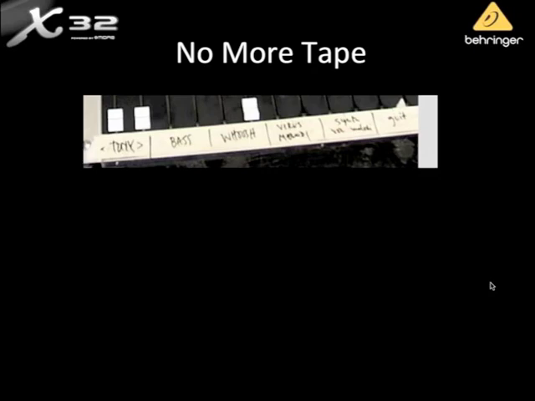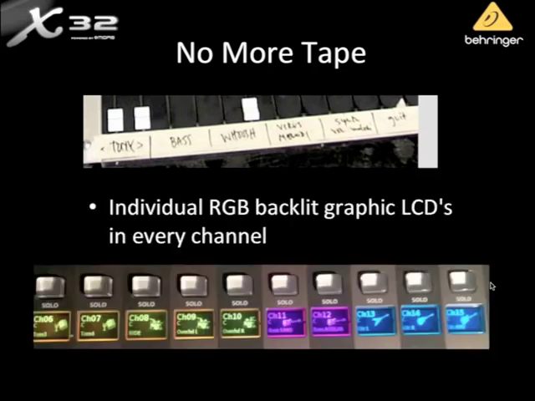Next, we have no more tape, and that's because we have the LCD scribble strips on the X32 right above every fader. So again, as you're flipping through layers, you're always going to have a label that shows you what channel you're on, and a picture if you choose to use one. You also have the option not to use a picture if you're having trouble again with the small text, and then you'll get a bigger text readout. So very flexible and really handy to keep everything straight when you're working in layers.